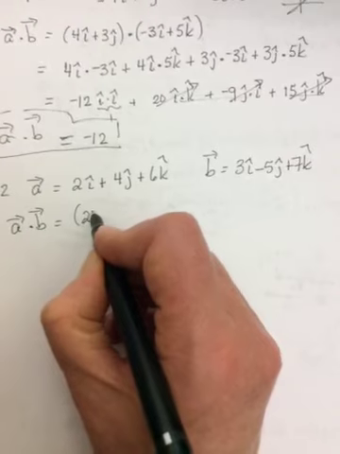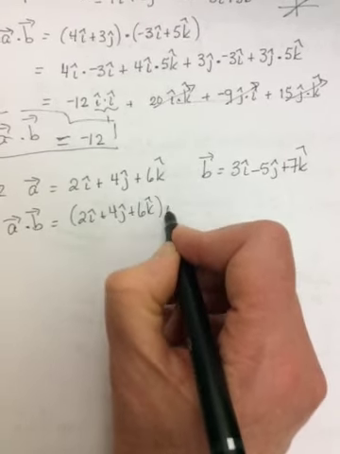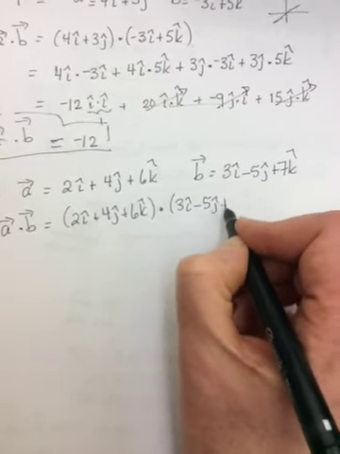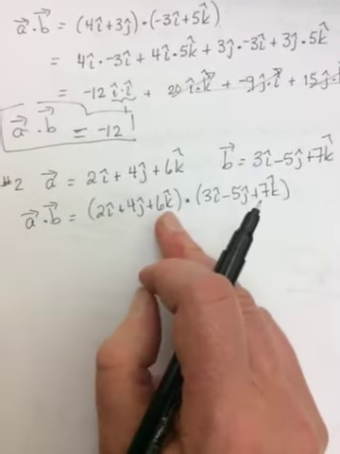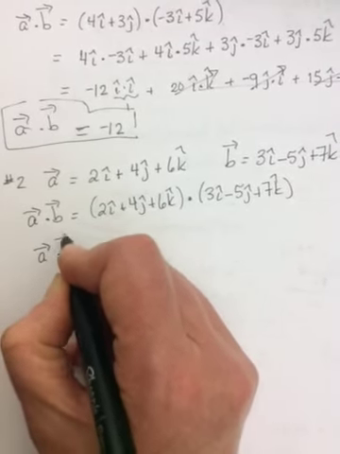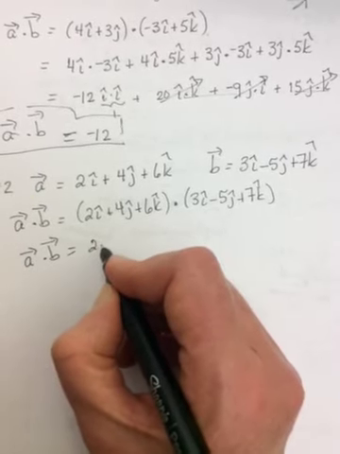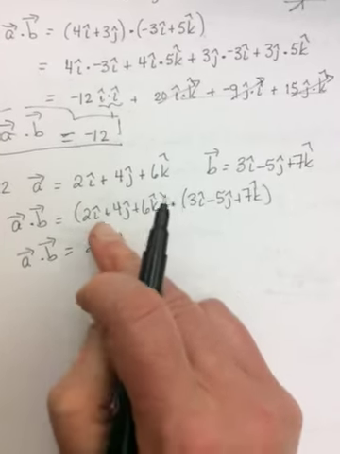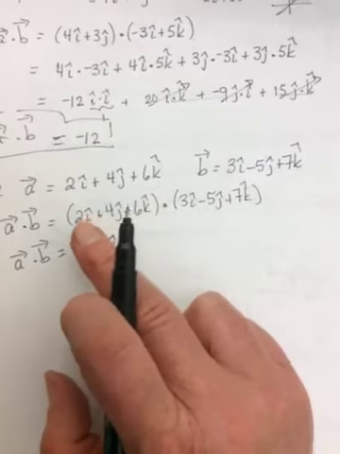So really, 2i plus 4j plus 6k dotted with 3i minus 5j plus 7k. Okay, so again, every term in this first vector has to be multiplied by every term in the second vector, but remember, the i dot i stays. So 2i dot 3i stays. But 2i dot 5j, that's going to be 0 because it's i dot j.